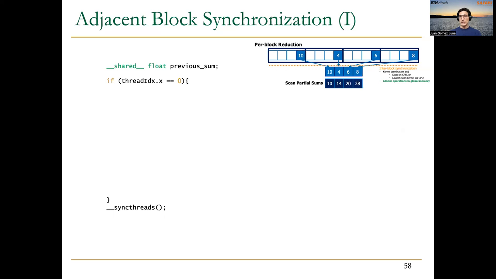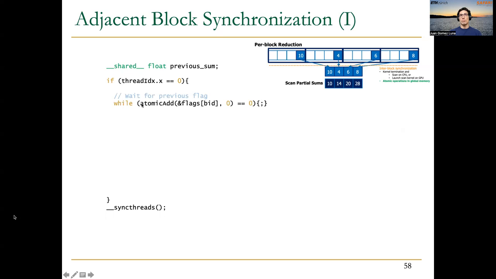So basically what we are going to do with this adjacent block synchronization, as we will see, is an implicit scan operation by coordinating consecutive thread blocks. In order to do so, we select one thread to be the leader thread, for example thread 0 of the thread block, and this thread is going to check the previous flag and wait in this while loop until the previous flag has been set.